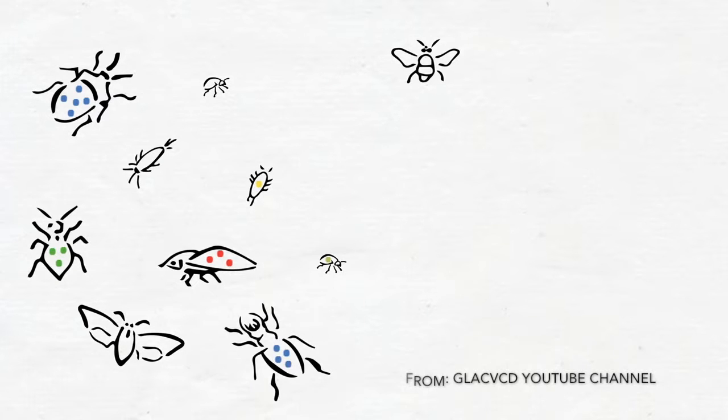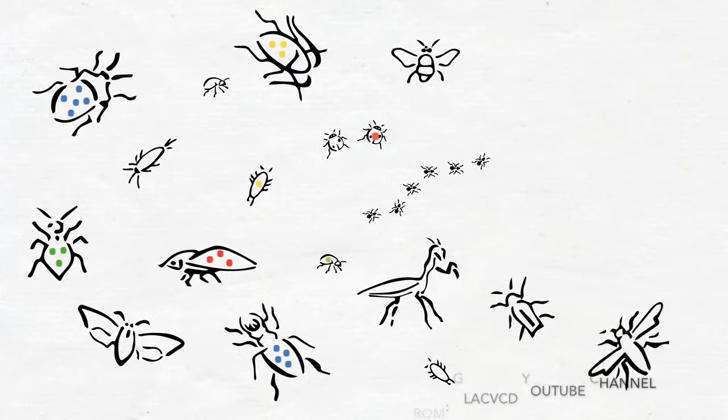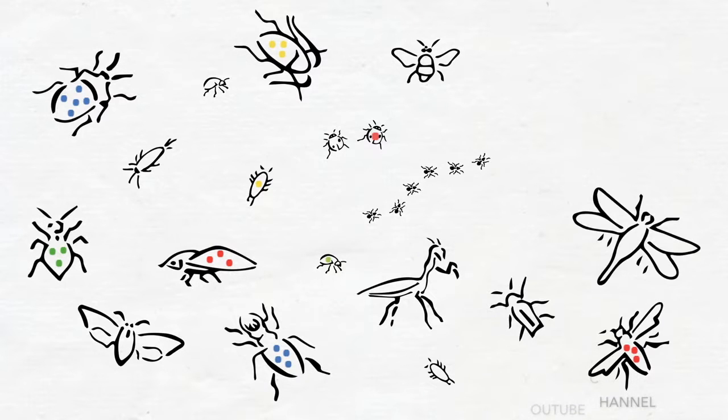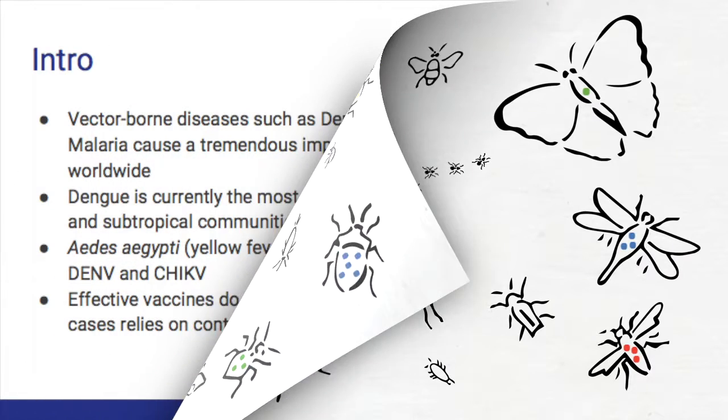The success of Wolbachia is due to its ability to manipulate the reproductive process of its hosts. It has evolved a number of ways to ensure that it gets passed along from one generation to the next.